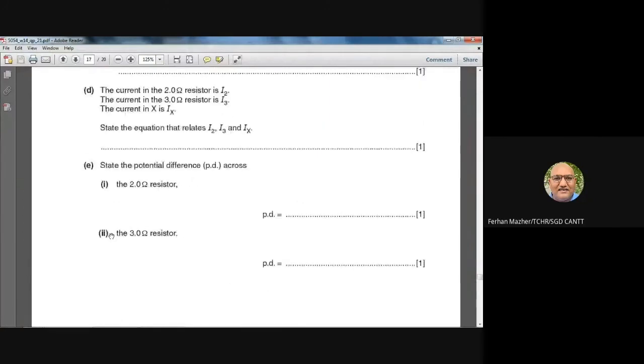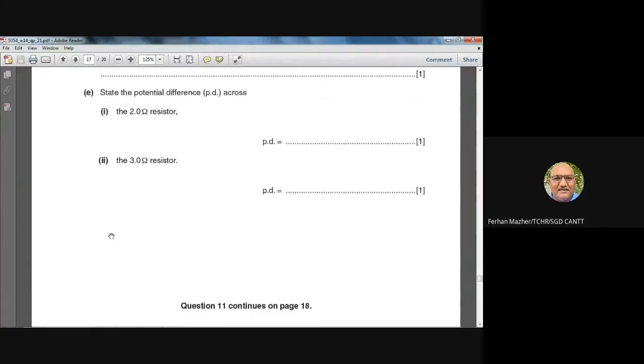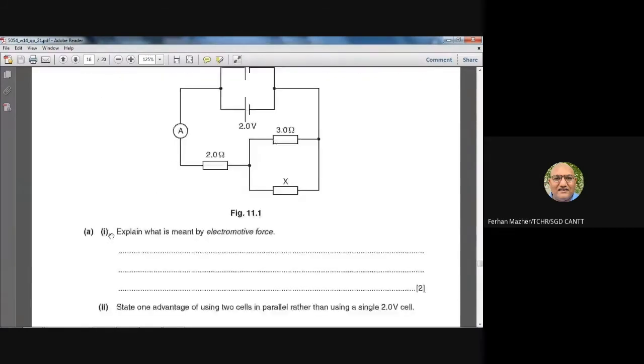Okay. The next question is: state the potential difference across the 2 ohm resistor and the 3 ohm resistor. So the question is, how much is the voltage drop here? 2 ohm resistor. What is the voltage drop here? I know the resistance here. I know the current flowing from here. The current flowing through this resistor is 0.5 ampere. And I know the resistance, so use the formula V equals IR.